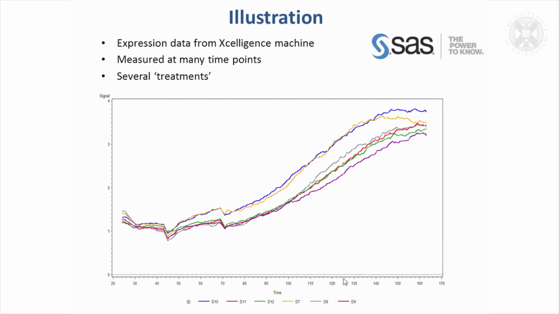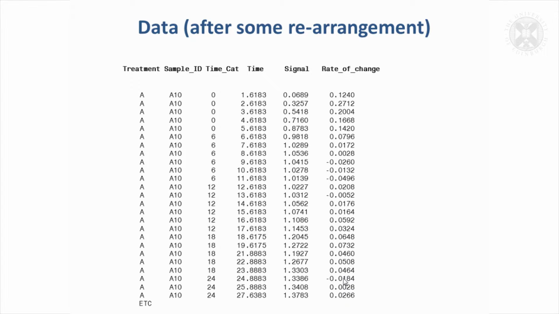That was the graph. So this is the data after some manipulation. I won't go into how it was manipulated just now. So we've got a code, A, B, C, D for treatments. This is just the first bit of a data set. It's a very large data set. The ID is for the sample, that's the sample that's taken.